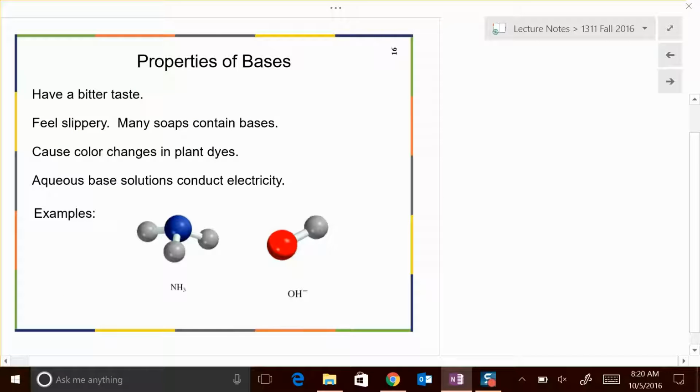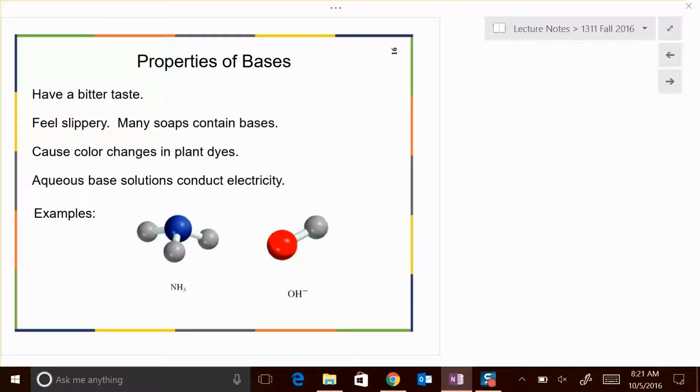Okay, bases. They are bitter, so instead of being sour, bases have a bitter taste. If you've ever tasted baking soda, it is a base, and it has a very bitter taste. Okay, so if you put too much baking soda in your cookies or something, it tastes very bitter. So that's where that's coming from. Bases are often very slippery. A lot of soaps have bases.